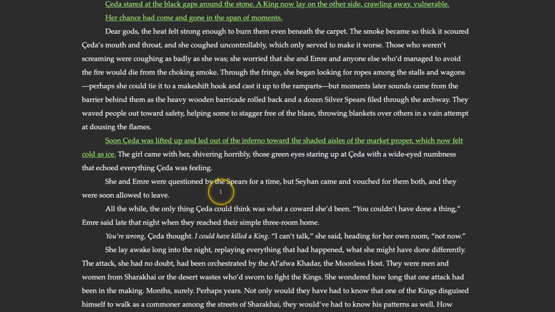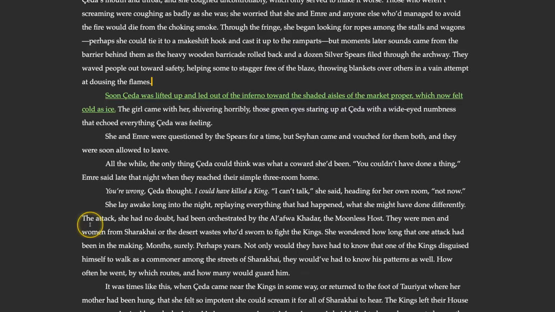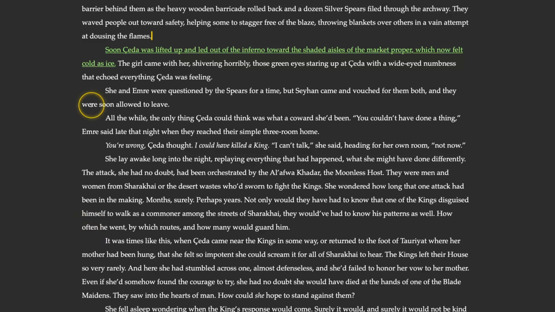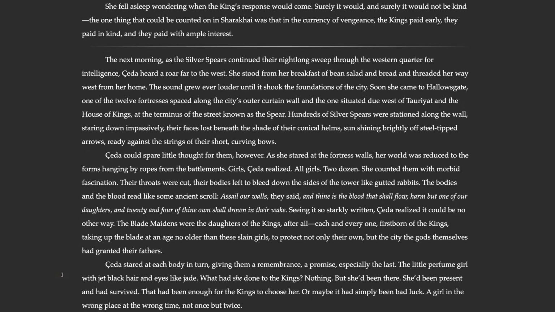So that's it, beginning to end. But let me talk just a little bit and show you the fallout here. Throughout the rest of this, it's really just wrapping up what happened at the scene of the fire, and then showing a little bit of the mental fallout for Cheta as she goes home and lays awake long into the night, replaying everything that had happened. So I wind this down a little bit, and then let me just cover this last section here.